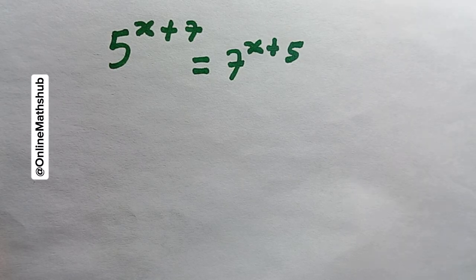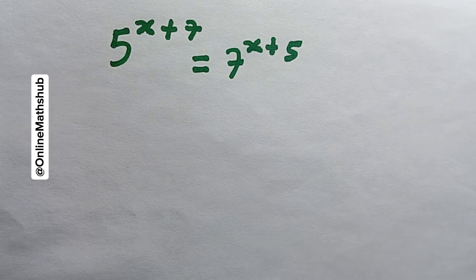Okay, so you can see this interesting exponential equation right there. This is 5^(x+7) = 7^(x+2). So how are you going to be solving this to actually obtain the value of x that will satisfy this problem? That is what we're going to be doing in this video.